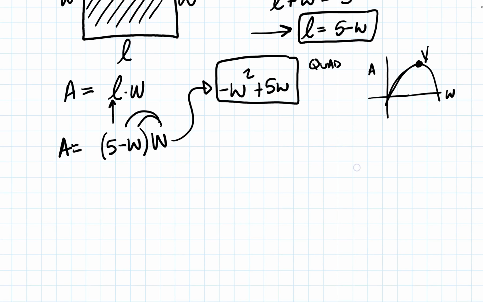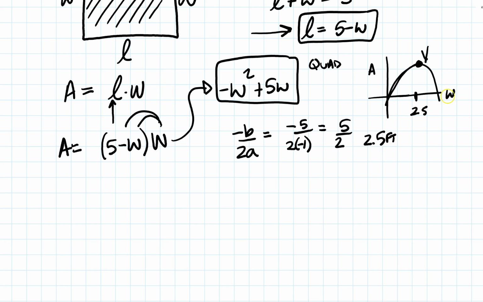Well, you simply take negative B divided by 2A. So in this case, negative B is going to be negative 5. And I'm going to divide that by 2 times negative 1, because A is worth negative 1. So I'm getting 5 over 2, or I'm getting 2.5 feet. But again, that's this part. This is the 2.5. So if W is 2.5, I need to evaluate it to get my area back. So I'm going to figure out the area at 2.5.